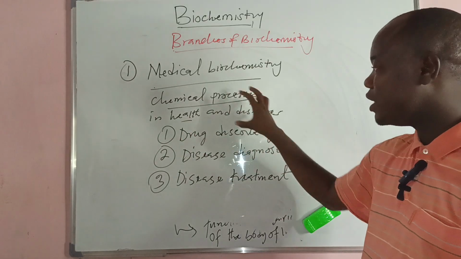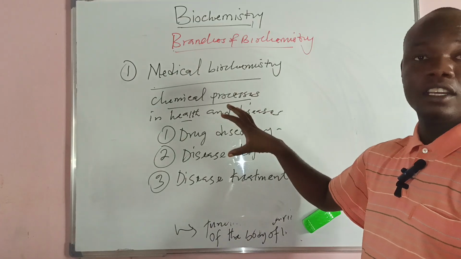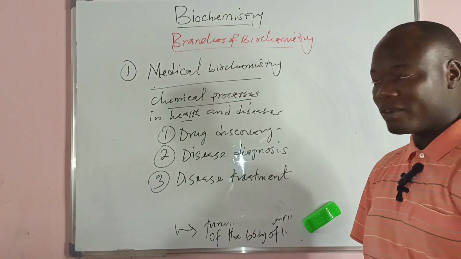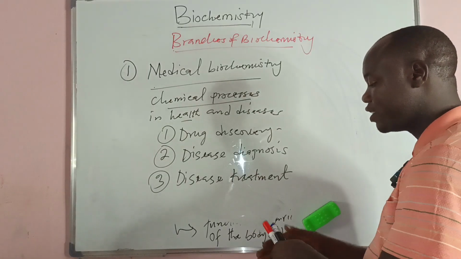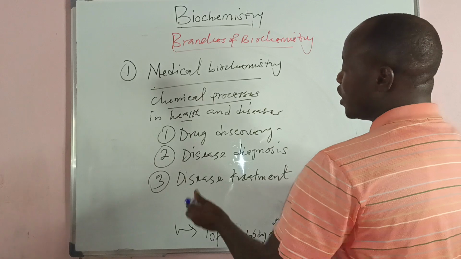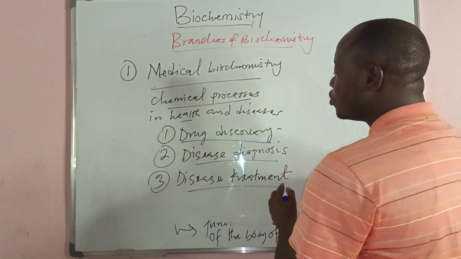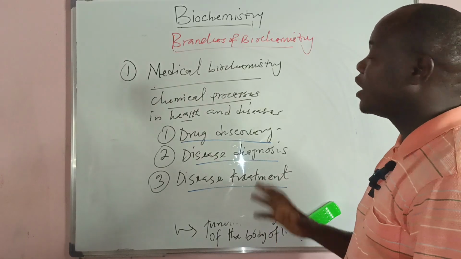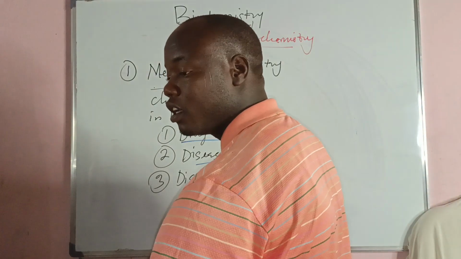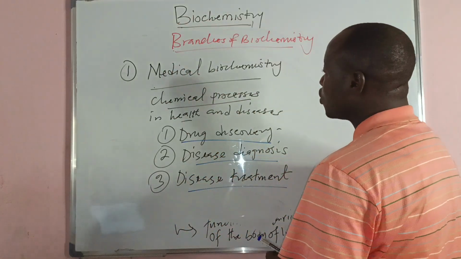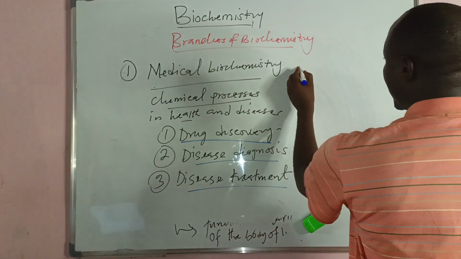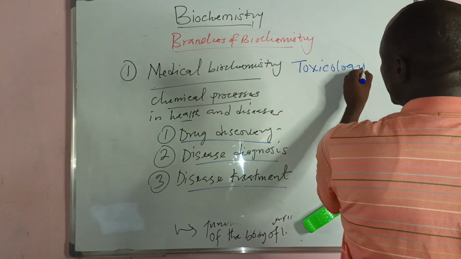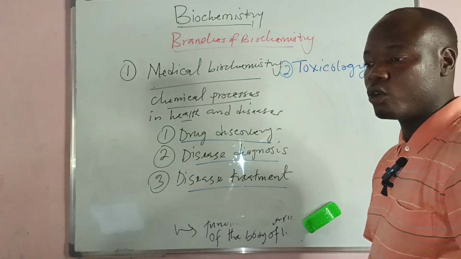So these are some of the applications of biochemistry in medical sciences, in nursing, in medicine, in pharmacy, veterinary medicine, and the rest. So the next thing after medical biochemistry, ladies and gentlemen, is toxicology, which is also another branch of biochemistry. Toxicology, which is number two.